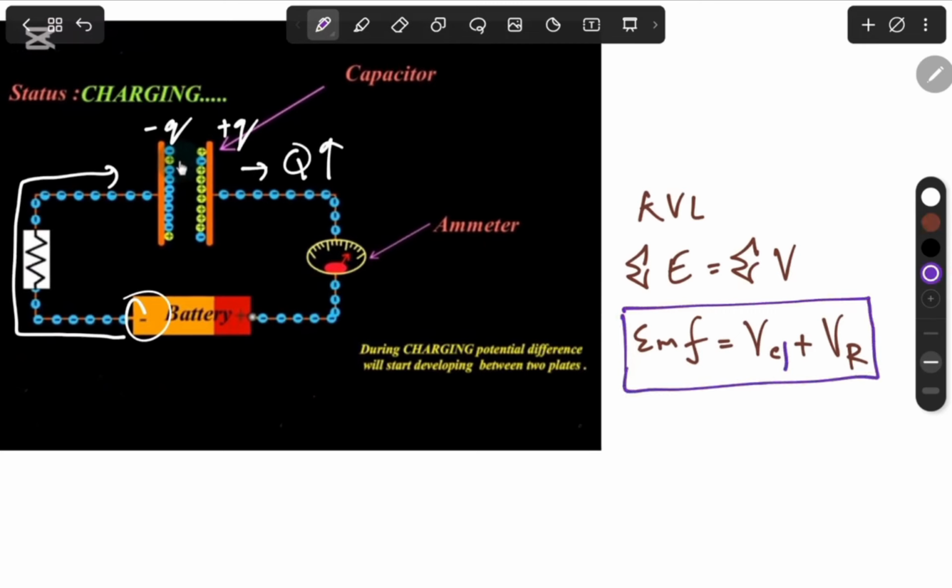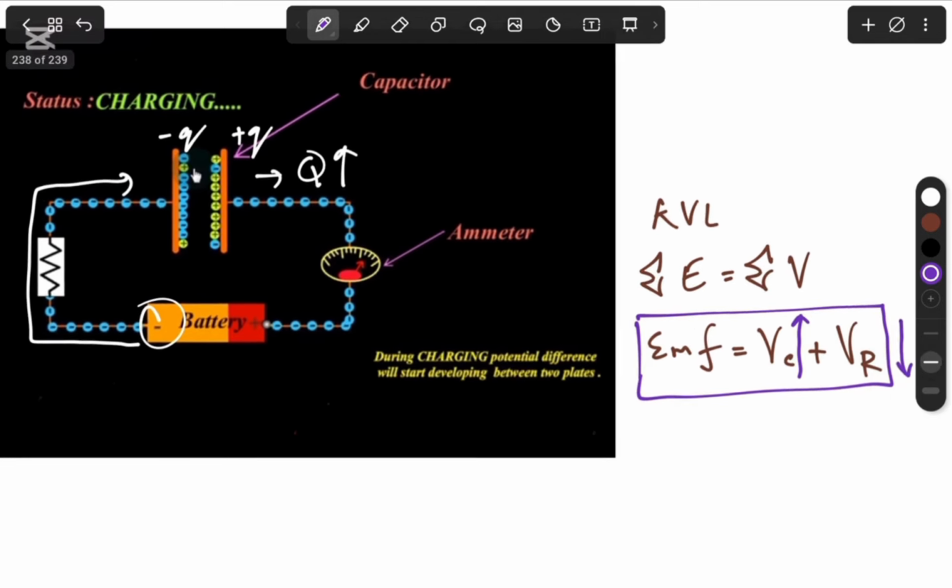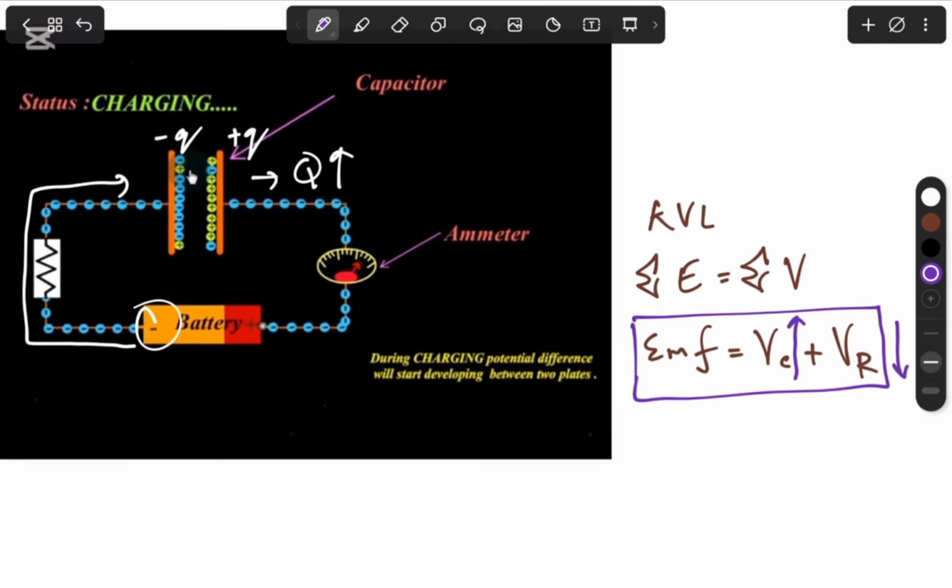Now the potential difference across the capacitor is going to be increasing, and the potential difference across the resistor will initially be maximum but will be decreasing. The reason for this is because the charge on the capacitor is increasing, and because of that the potential difference across the capacitor is going to be increasing as well.